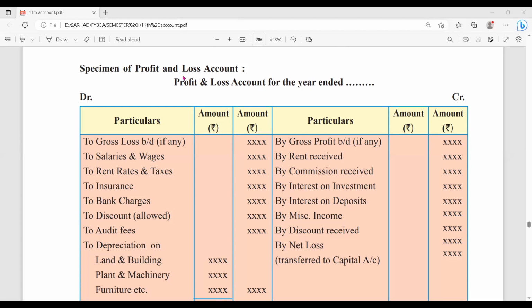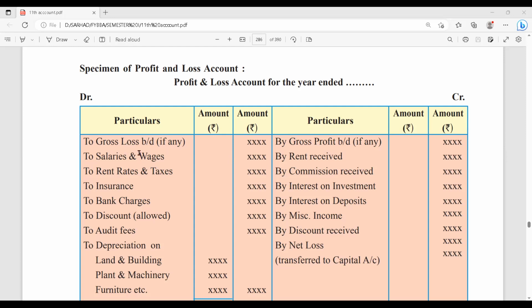Okay. So gross profit and gross loss are recorded in the profit and loss account. If there is gross profit, you have to bring it down on the credit side. And if there is a gross loss, you have to bring down that gross loss on the debit side. Okay, so let's see what expenses are included on the debit side of the profit and loss account.